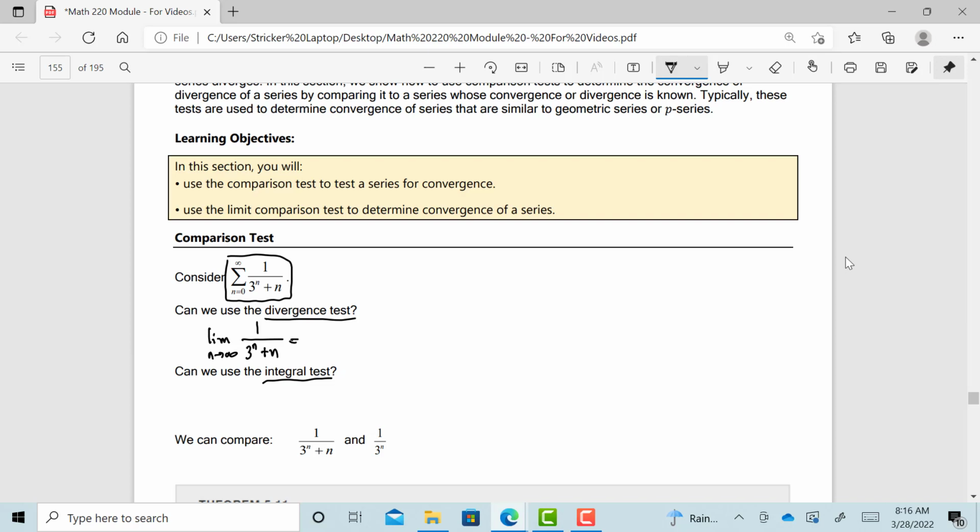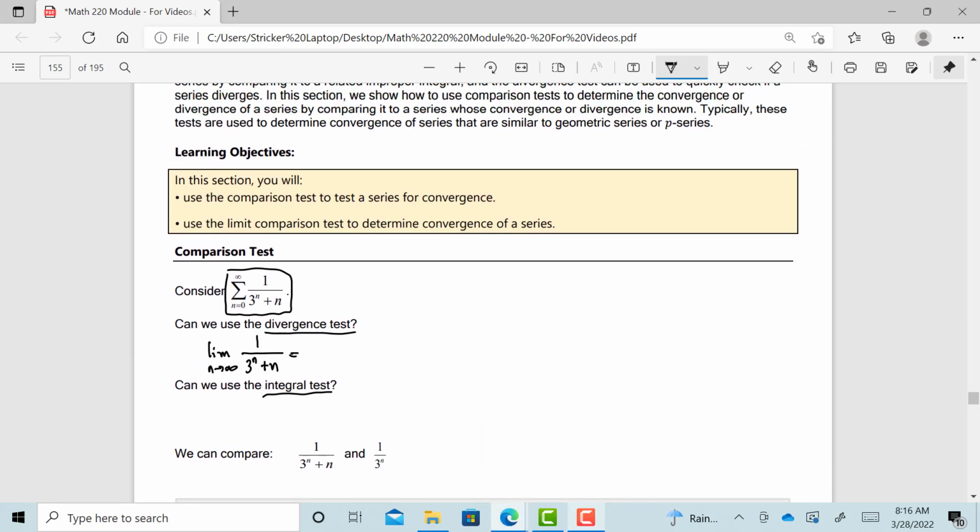Now, if we plug in infinity here, what do we get? We get 1 over infinity, which of course we know to be 0. So what does that tell us about the divergence test? Yeah, that tells us that the divergence test is inconclusive. So we move on. That doesn't work. That's all right. It didn't take us very long to try that.